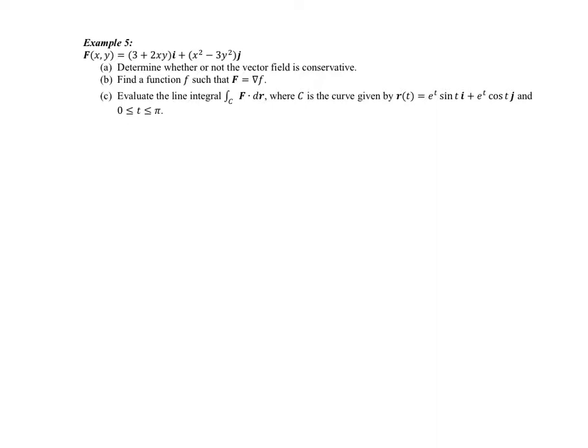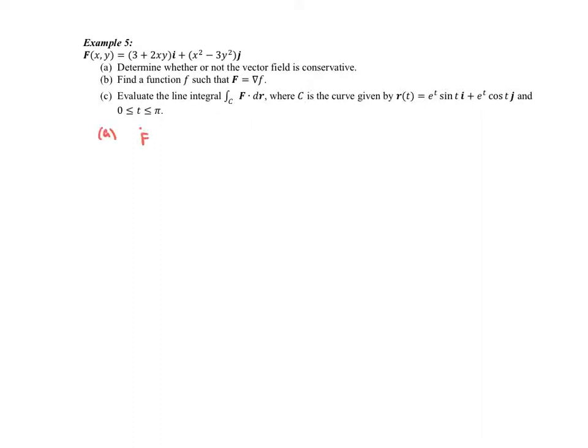This is section 13.3, and this is our last example for the section. This is example number 5, and we have a vector field that we're considering, f of x y, and we're going to first determine whether or not the vector field is conservative.